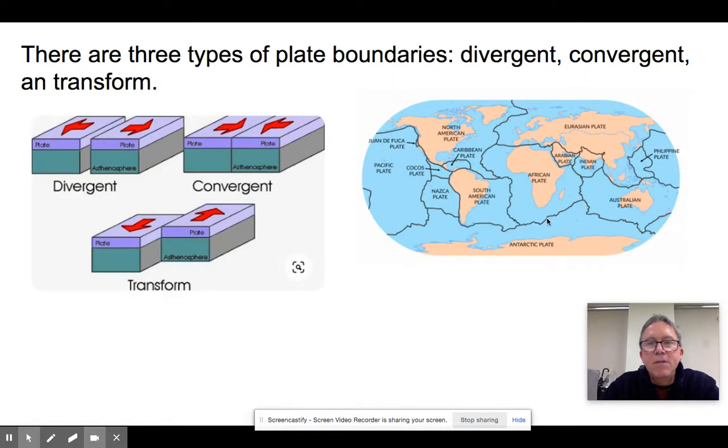So the boundaries between these plates are where the action occurs. That's where we have volcanoes. That's where we have earthquakes. So it turns out there are three types of plate boundaries.